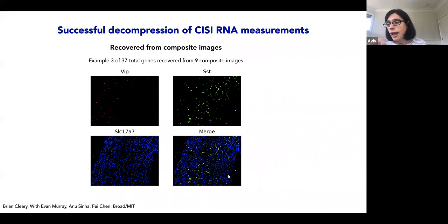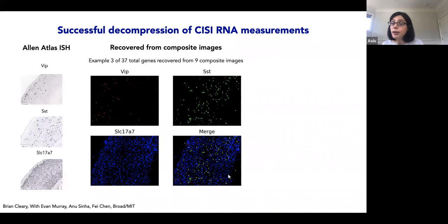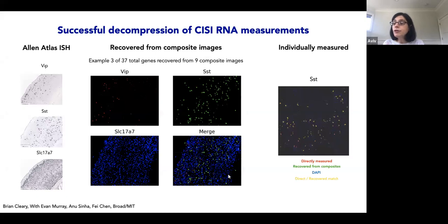and then we decode the images. And when we decompress, we get very precise and accurate patterns, which I'm showing you here for 3 genes. The images you're seeing are not directly measured. They're decompressed images. But the pattern fits well when we compare it to the Allen Brain Atlas on the left. And also when we actually individually measure genes on the same section at the end of the process.